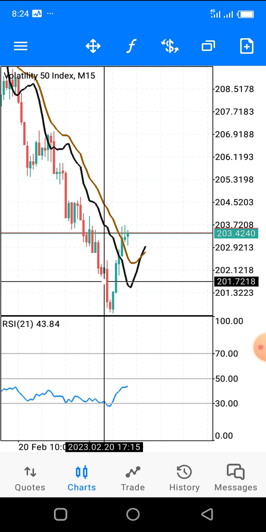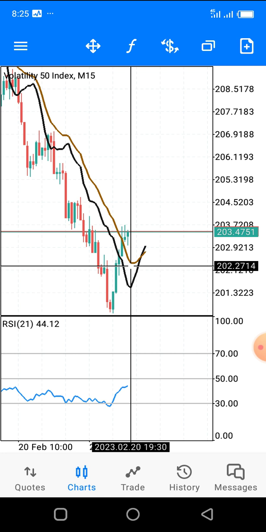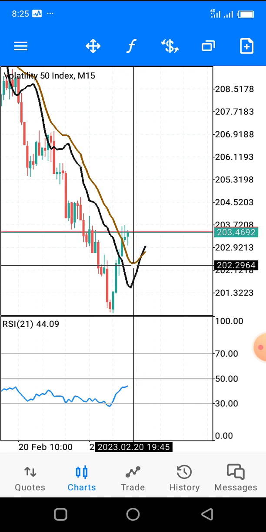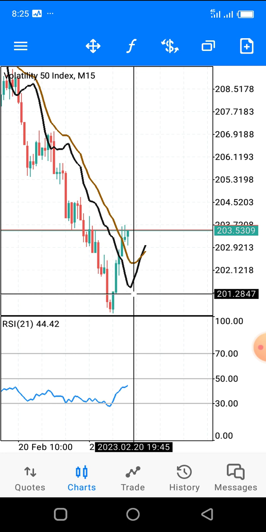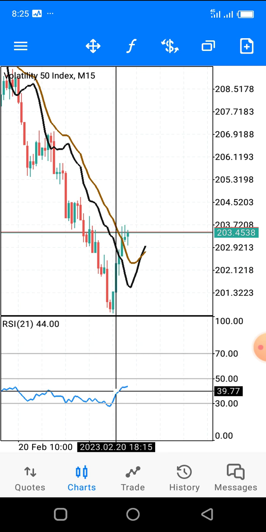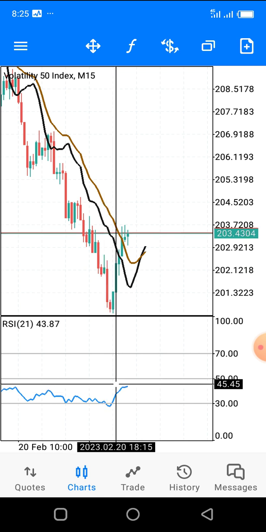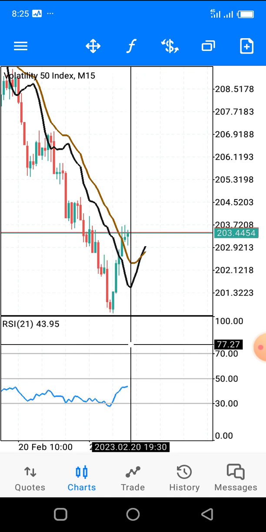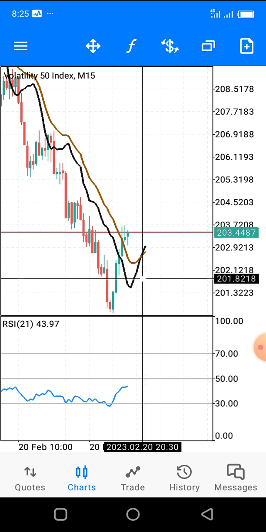I observed something now. As you can see on volatility 50 index, a crossover has already happened. My black moving average has moved above my brown moving average. You can see I'm not going to buy, because firstly I know that this index is in a downtrend, and secondly, look at my RSI. It is still reading below 50. For me to buy in this kind of situation, it has to read above 50, but it's still reading below 50. So I'm not going to buy such a trade.